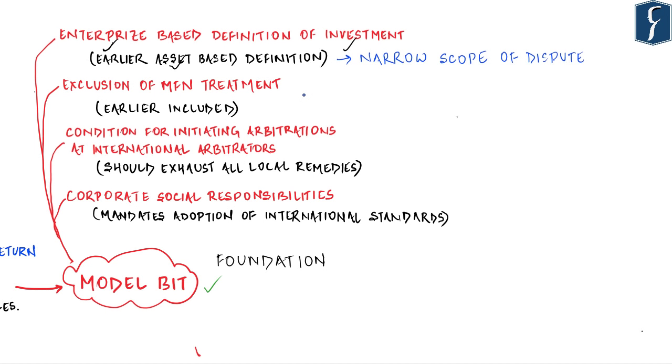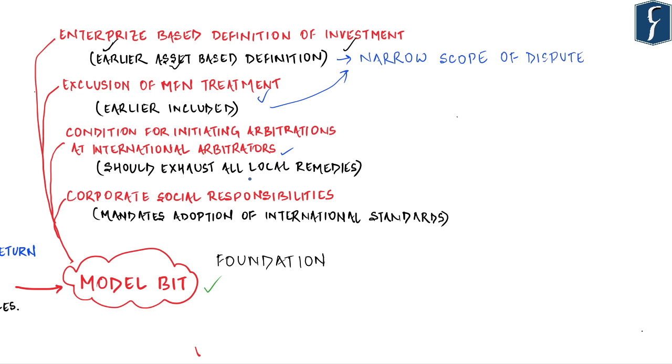The second key feature of the model BIT is that it excludes most favored nation treatment. In recent years, some foreign investors have sued India, arguing that they have to get the same beneficial treatment given to companies from other countries as well. And this has created a lot of troubles for the overall investment scenario in the country. Accordingly, India has dropped the most favored nation clause from the model BIT, and this will also narrow down the scope of disputes. So, for example, if India and Brazil sign the model BIT, then companies investing from Brazil into India would not be able to claim that they should be given the same treatment as, let's say, a Chinese company is getting in India.